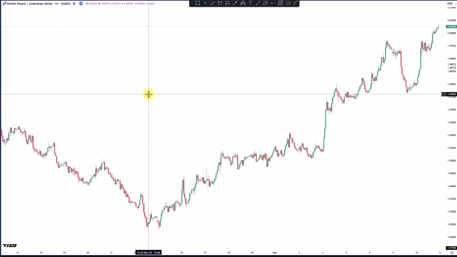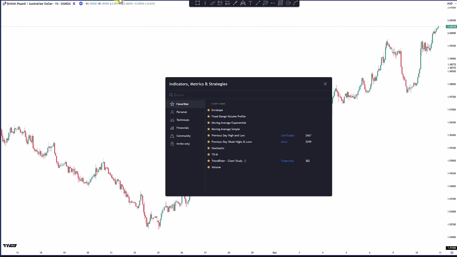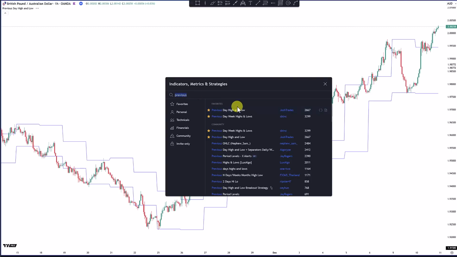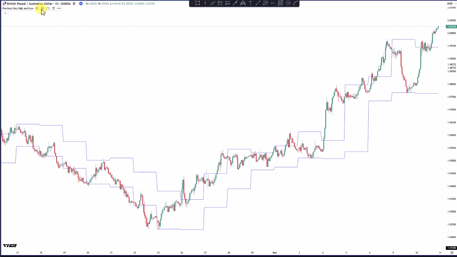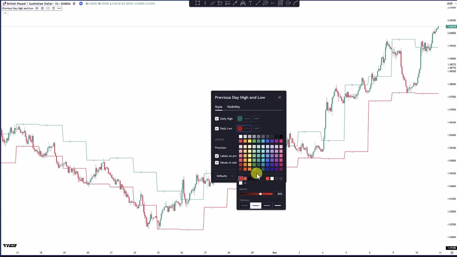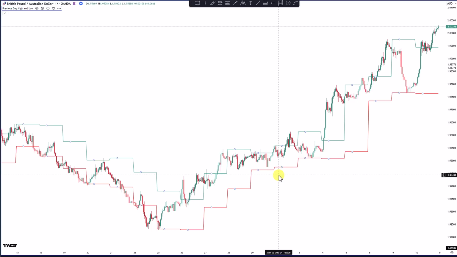The next tool and technique is especially worthwhile for intraday traders. And what we're doing is we're opening the settings here, or the indicators, and we type in previous day high and low. And I'm using this one. The creator is Josh Trades. Thank you for creating this indicator. We add it to the charts, and I'm just doing some small improvements or adjustments so we can see it better. I make this green and I make this red, a little bit thicker. And that's all we need to do.